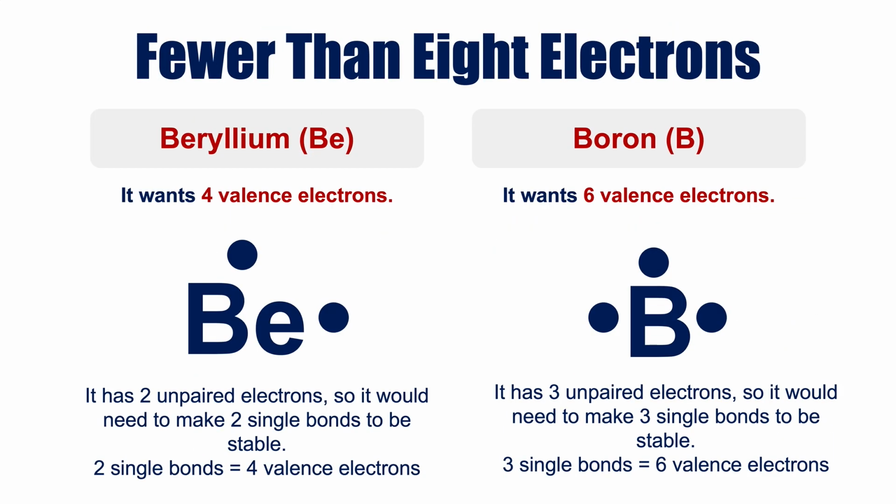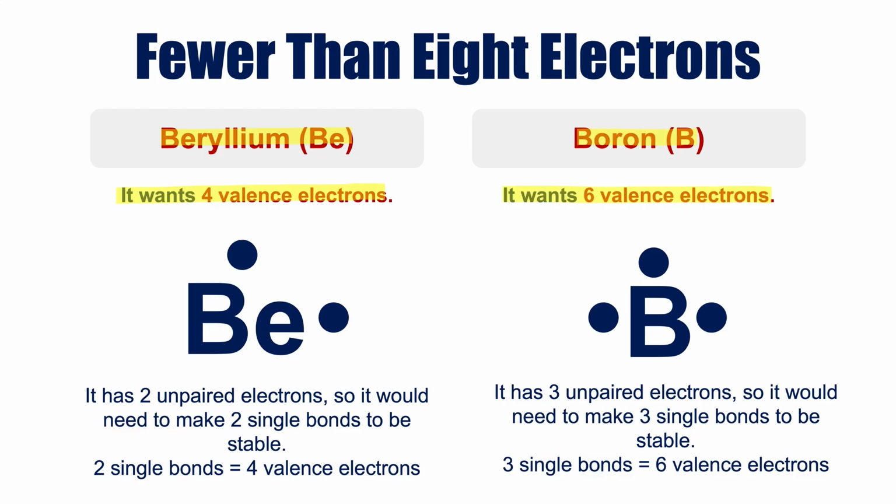So there's two elements that, when placed as the central atom, want to have less than 8. Beryllium, if it's the central atom, wants to have 4 valence electrons. We can justify this using its electron dot structure. It has 2 unpaired electrons, therefore it needs to make 2 single bonds in order to become stable. So it wants 4 valence electrons when it's placed as the central atom.